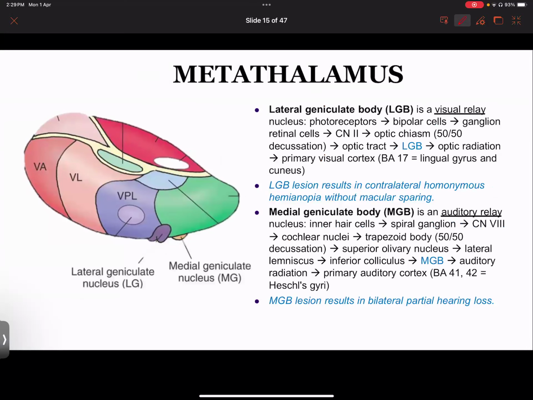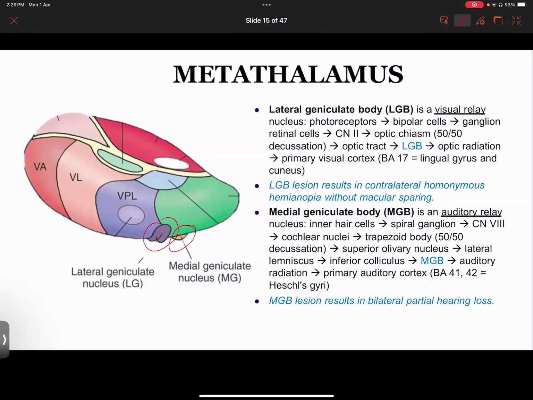Now we're going to talk about the metathalamus. Anyway, the metathalamus is just part of the thalamus, okay? You can see those little tiny nuclei that are attached to it. So we have two bodies, the lateral geniculate body and the medial geniculate body. Now they're related to our senses, like sight and hearing, okay.